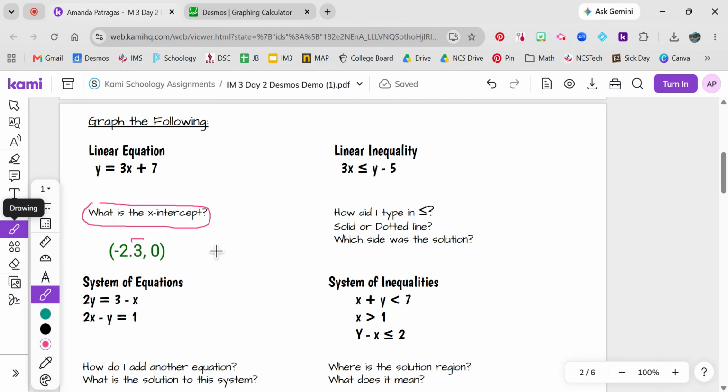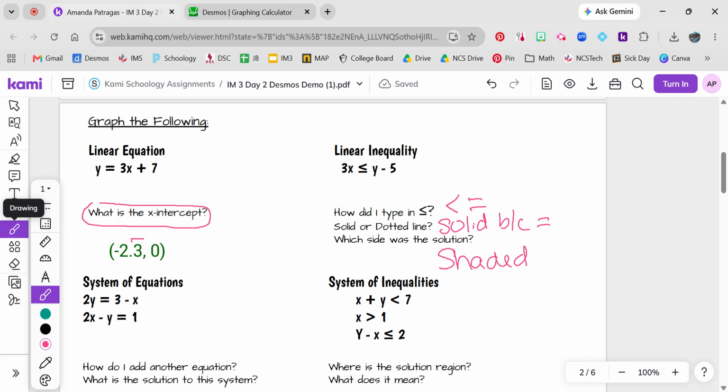How did I type in less than or equal to? I hit the less than, and then I hit the equal to, and it automatically does it. We said it was a solid line because it had the equals part. And then the side that was the solution was the shaded side.